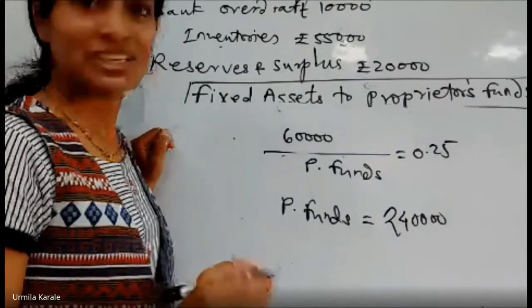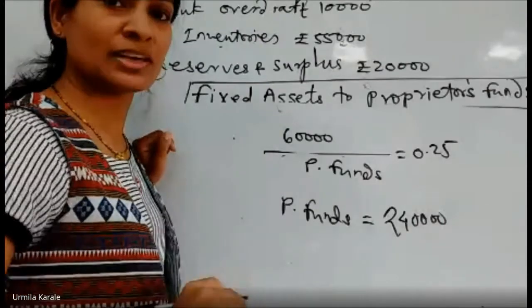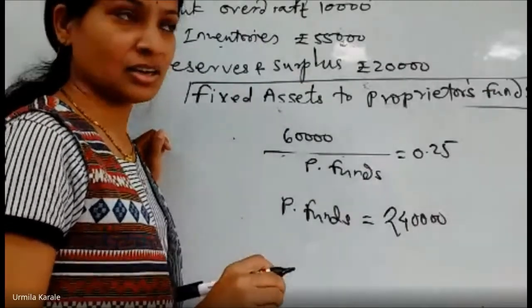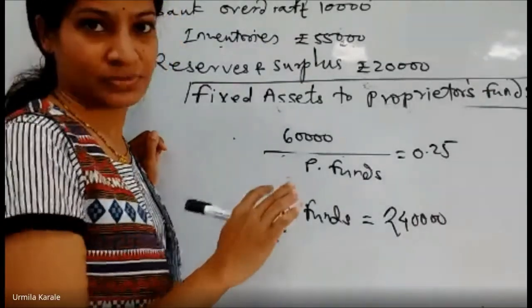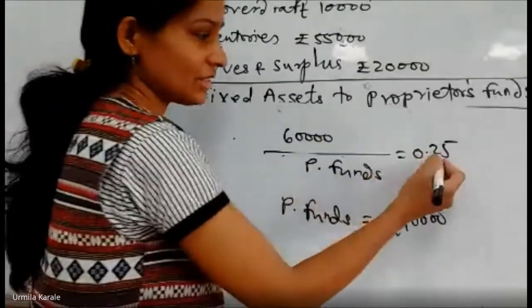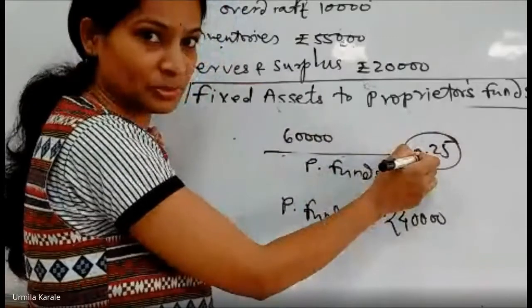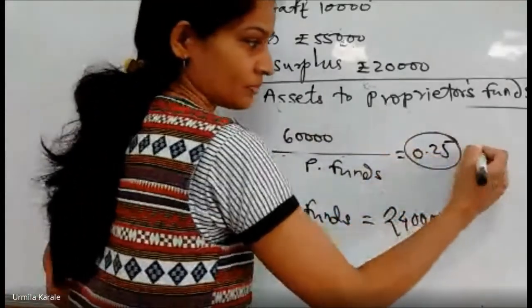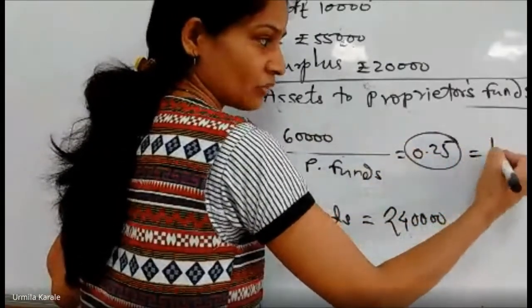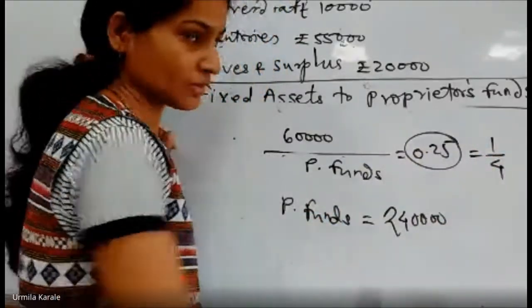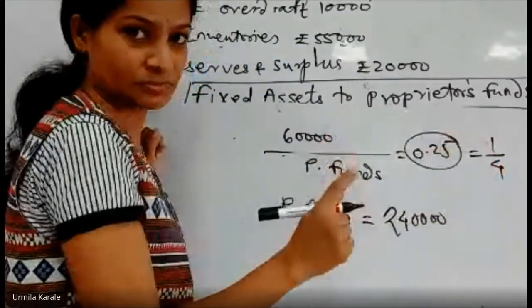Yes, ma'am. Now just try and understand, not all the times you need to calculate. Being a finance student, you should at least be good at the calculations part. Now if I say 60,000 is 25%, 25% means that is 1/4. Out of 4 parts it is 1.